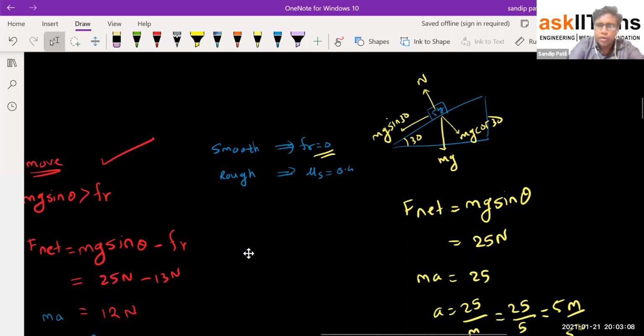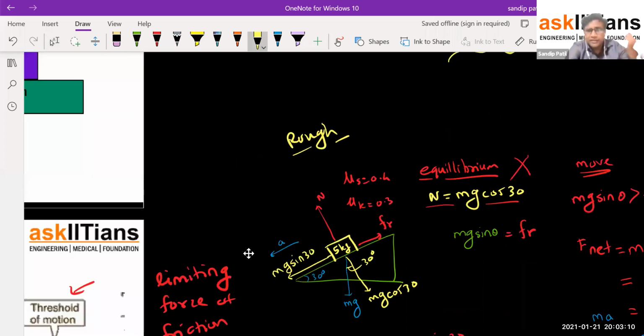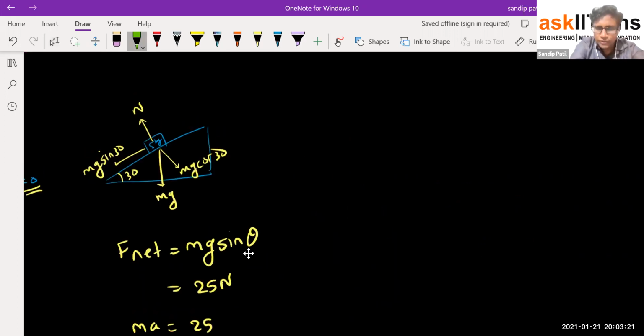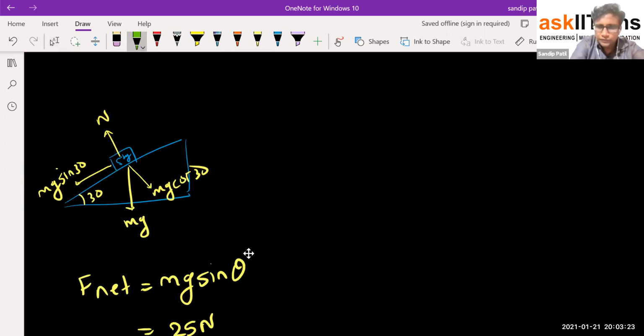If they mention in the problem that the inclined surface is rough, obviously they will mention the mu s, mu k, etc. Now let's try to solve one more question.